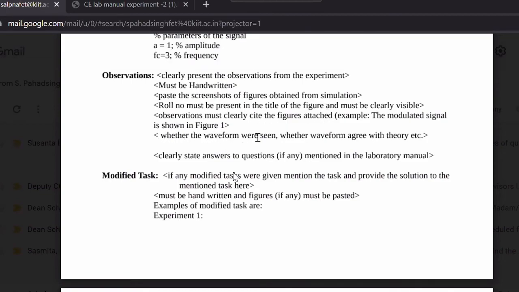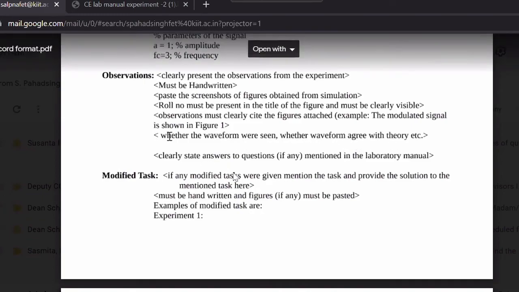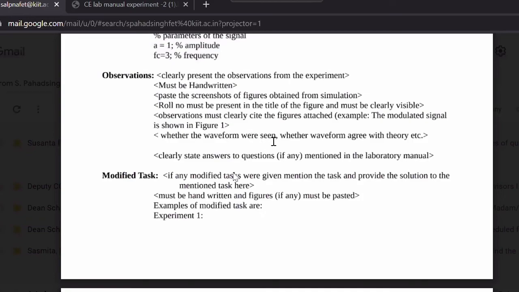And whether waveforms were seen or not, write the observation. Observation means once you have taken the graph, you write something about it, like what did you observe in the graph. If you have generated an AM signal, what is the graph telling you? For M less than 1, for M greater than 1, for M equal to 1, what are the things you understood from the graph? You have to write a few lines.